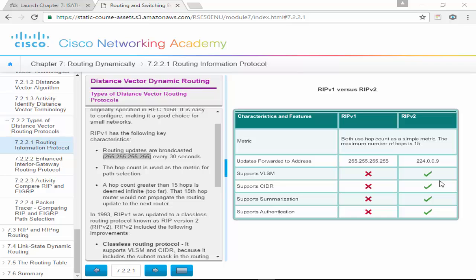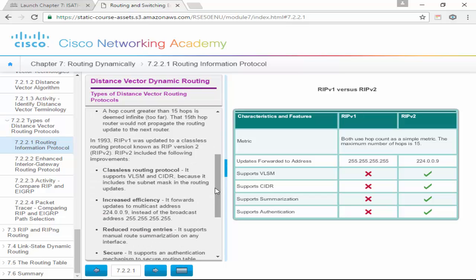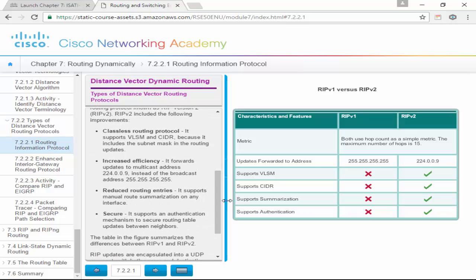So RIP version 1 was really bad, and RIP version 2 is a little better, but every 30 seconds it's sending this routing update with all of its information. Here are the other reasons it's bad. It uses hop count, right? Which doesn't mean we're using the fastest way there. And the worst part is that a hop count greater than 15 is deemed too far, meaning you can only be 15 hops away before it kills the route. So you have to keep your network small.